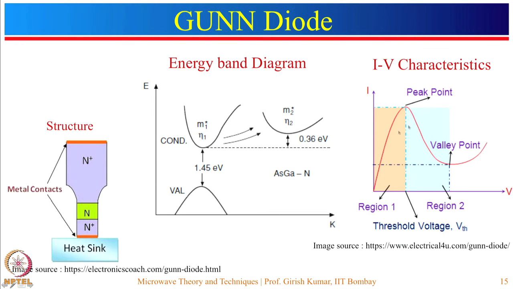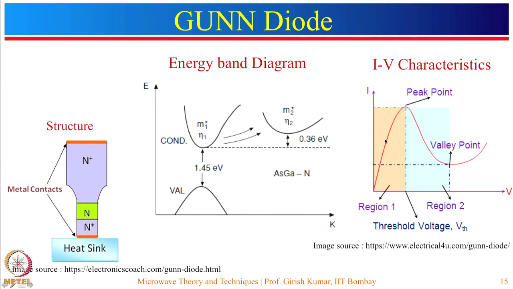That represents the region 2. Now there will be a situation when you again increase the voltage, then all the electrons will shift to this band and it will have the lowest mobility. In this case, the current will be minimum. If you again increase the electric field, the diode will behave like a normal PN junction diode and its current will increase exponentially. So this is the IV characteristics of this GUNN diode.